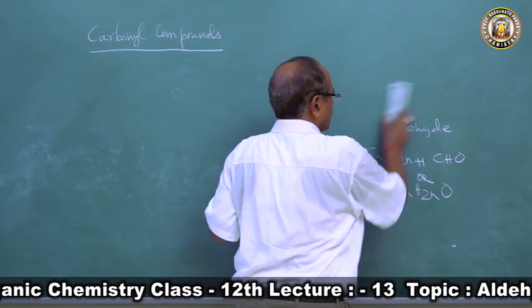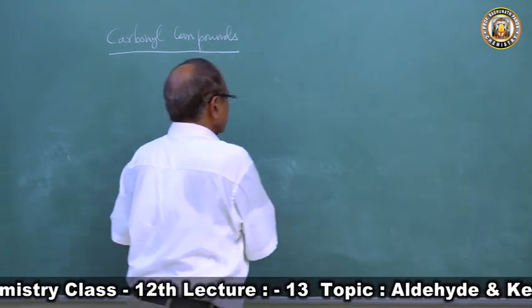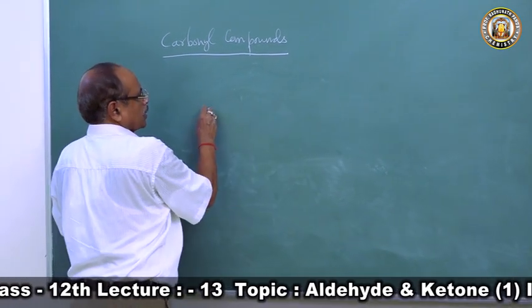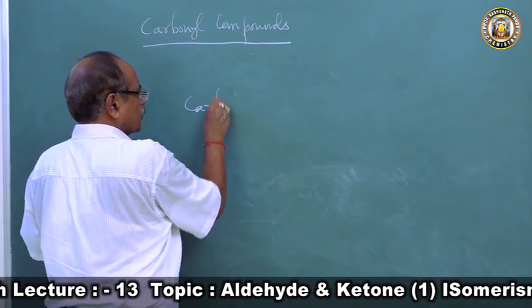If I put everything in one place in a schematic manner, this is a carbonyl compound. So the carbonyl compounds are of two types.